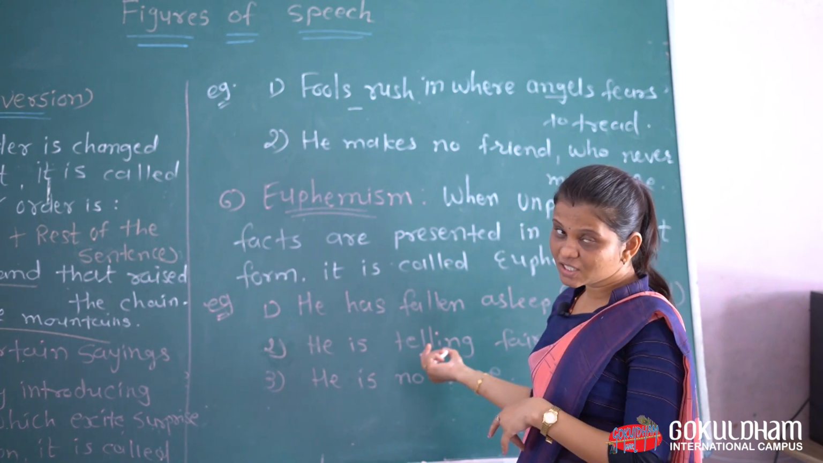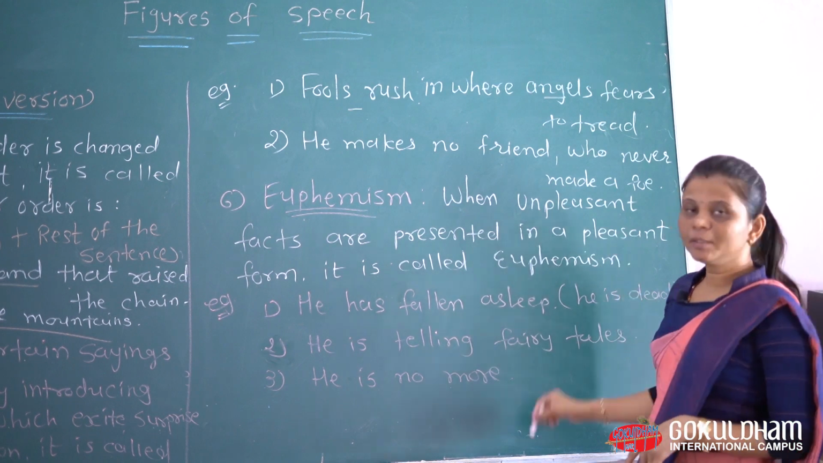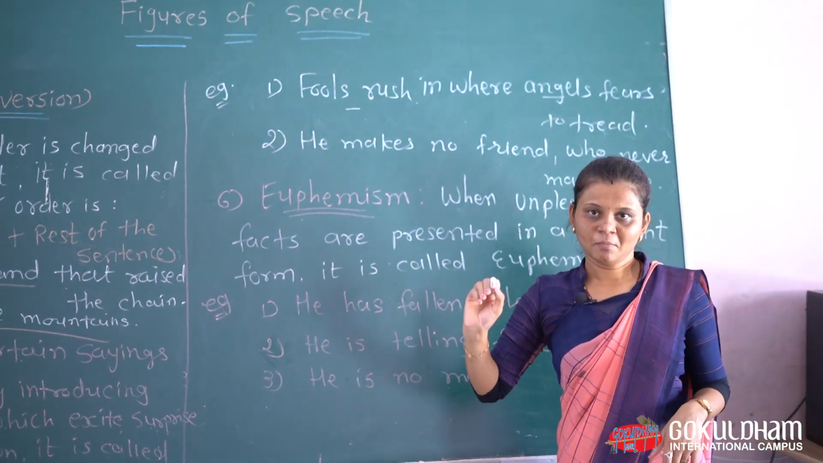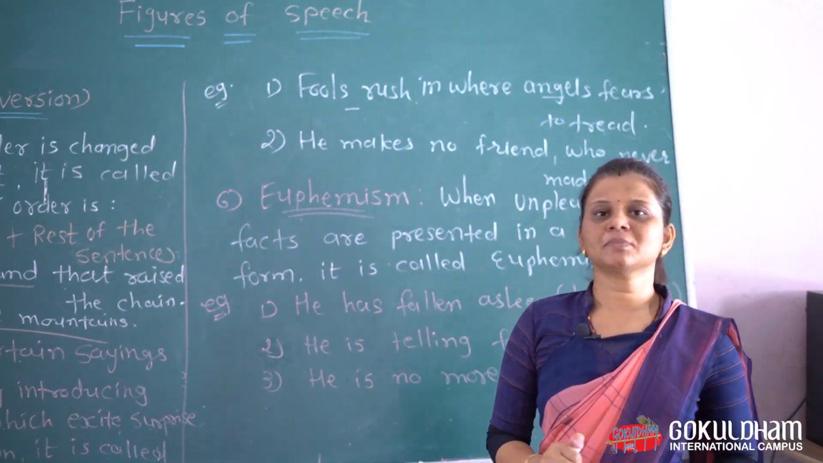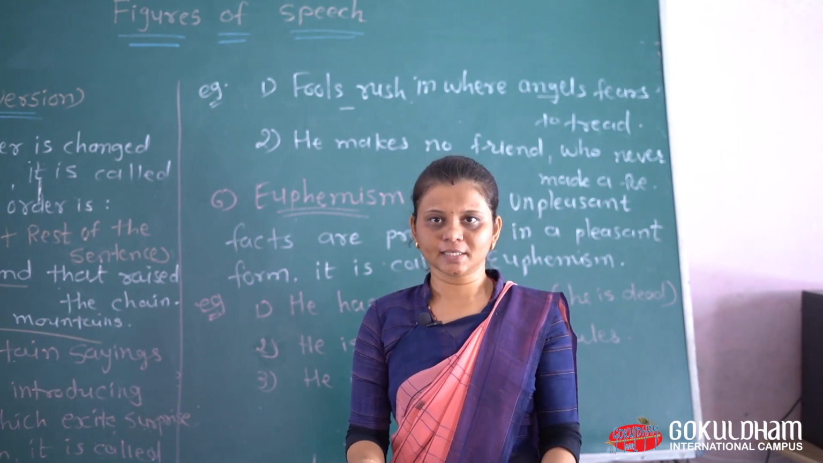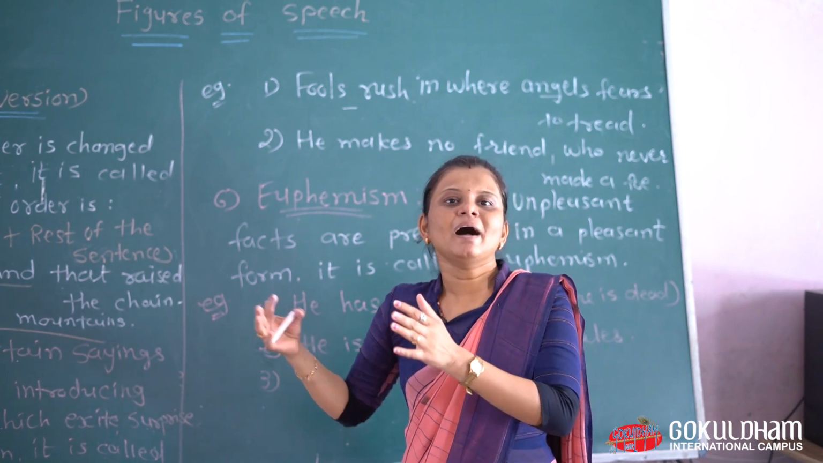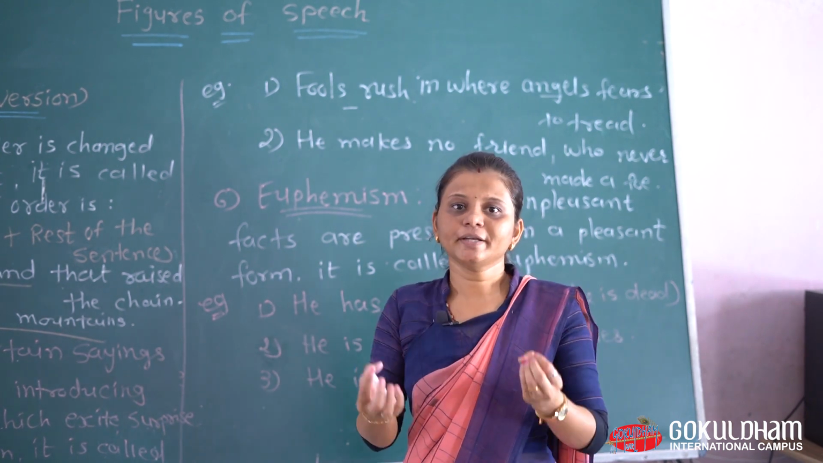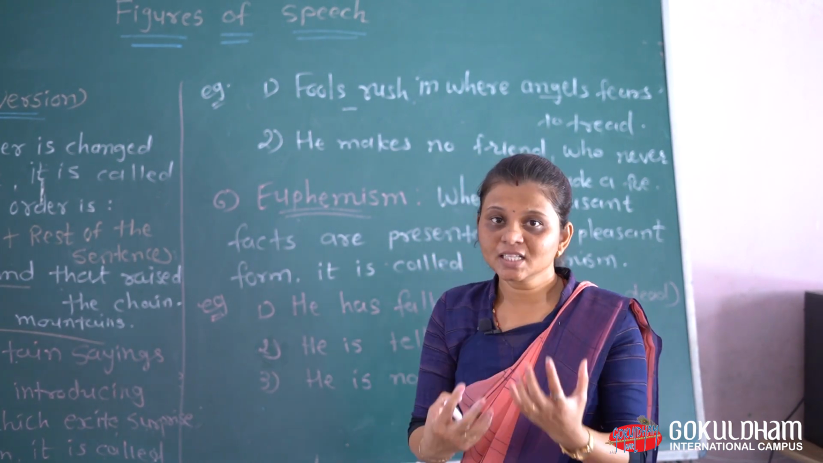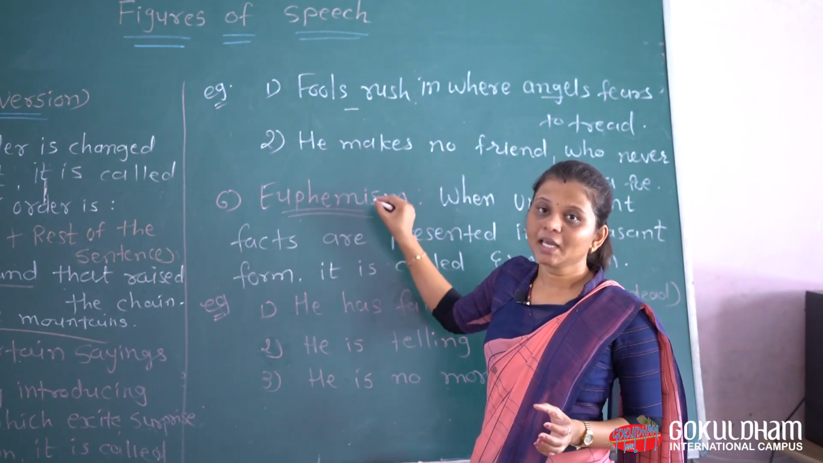The next figure is euphemism. Euphemism is when unpleasant facts are presented in a pleasant form. It means the poet shows something unpleasant, but not directly. They show it in a pleasant way, so it cannot look bad or indifferent. They show it differently or in a pleasant way. If there is something sorrowful inside, still they show it in a happy way. That time that is called euphemism.